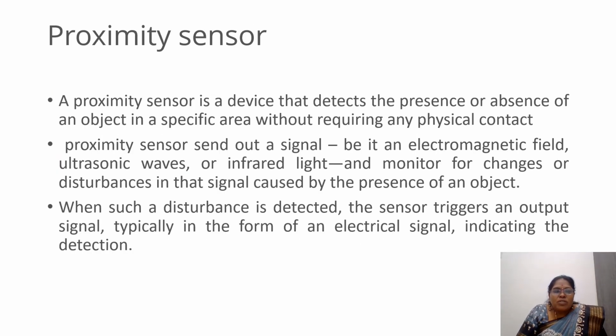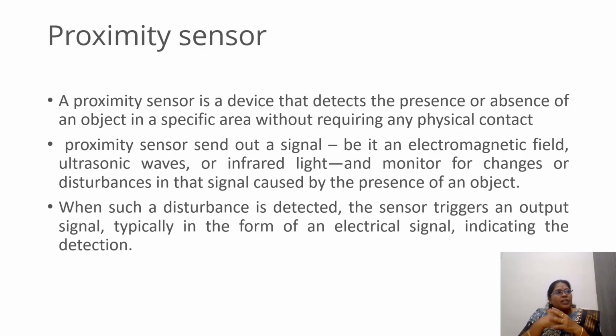So next one is the proximity sensor. When we talk about the proximity sensor, it detects the presence or the absence of an object in a specific region, without any physical contact being needed. When a disturbance is detected, the sensor triggers an output signal, typically an electrical signal indicating the detection. So you can also have an automatic door opening.